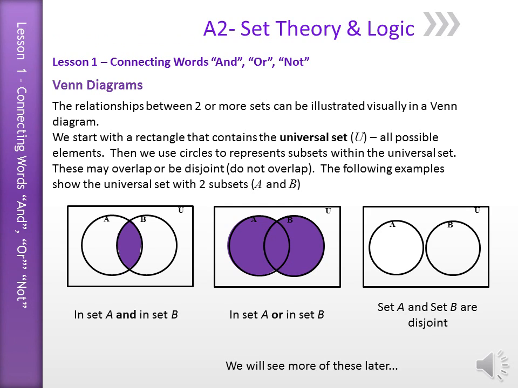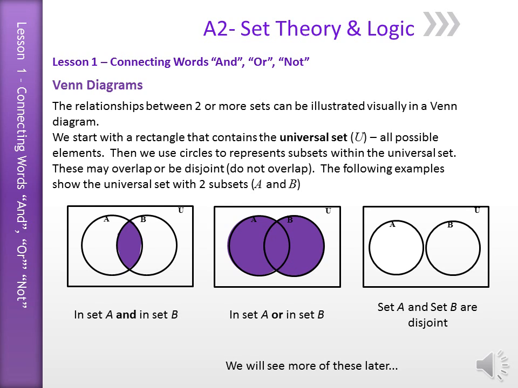For this last part, I just want to introduce Venn diagrams. We'll be looking at these in more detail later. The relationships between two or more sets can be illustrated visually in a Venn diagram. We start with a rectangle that contains the universal set, which is all possible elements. Then we use circles to represent subsets within the universal set. These may overlap, or they may be disjoint.